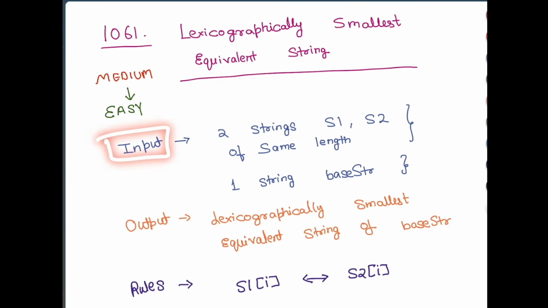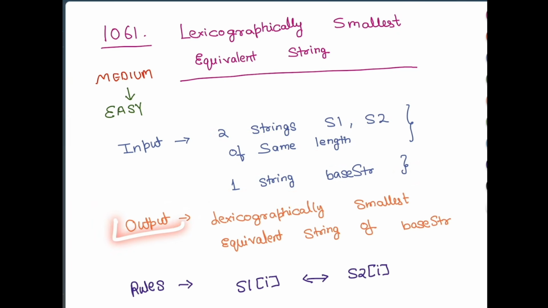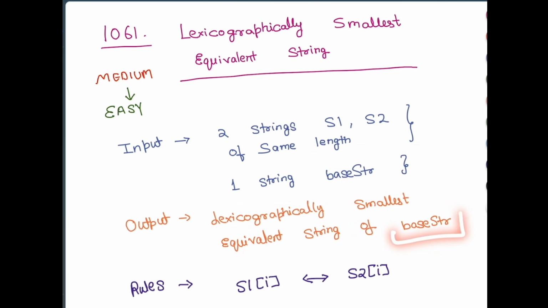So the given input in the problem is two strings s1 and s2 of same length, and there is another third string which is base str. So basically you are given total 3 strings, 2 strings who have equal length, s1 and s2, and there is another string which is base str. What you need to output is you need to find the lexicographically smallest equivalent string of base str. So basically you need to do some conversion in this base str string, and find the lexicographically smallest equivalent string representation of this base str.